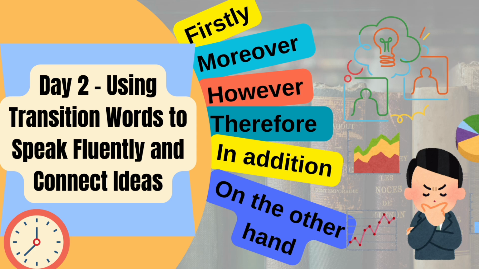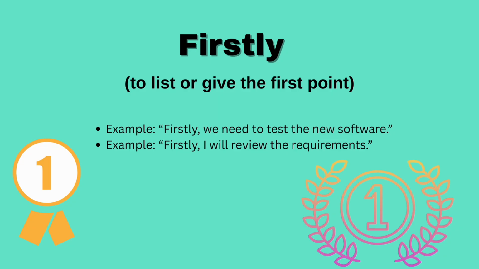So here are some common transition words and their uses. Please repeat each transition word after me. I will explain what it means and give some examples too. First word, firstly. To list or give the first point, you can use firstly. For example, firstly, we need to test the new software, then we can submit the report. Here, without testing you can't submit the report. So you are giving priority to the first one.